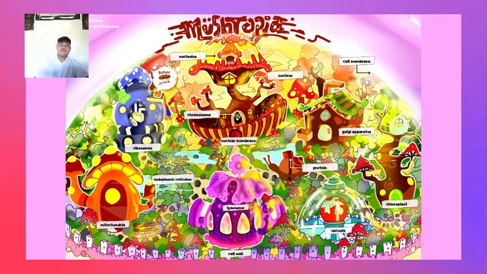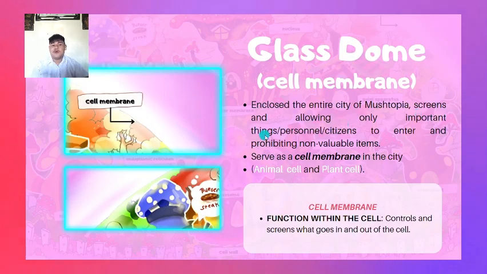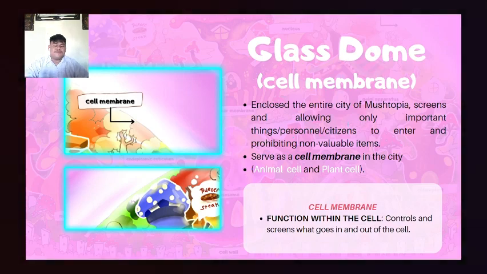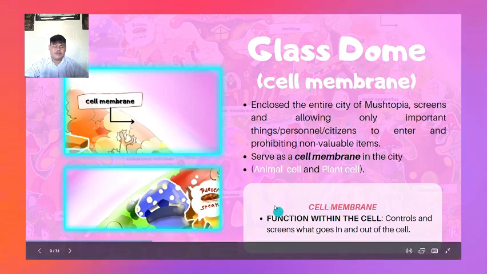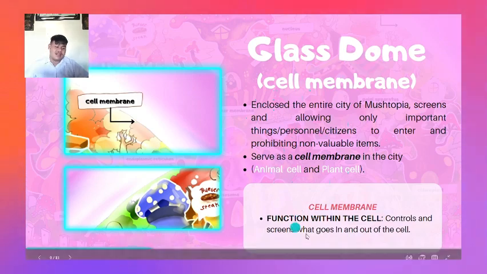Next is the glass dome. The glass dome encloses the entire city of Mushtopia. It screens, allowing only important things, personnel or citizens to enter and prohibiting non-valuable items. So the glass dome serves as a cell membrane in the city, which can be seen also in an animal cell and plant cell. The cell membrane is related because it controls and screens what goes in and out of the cell.